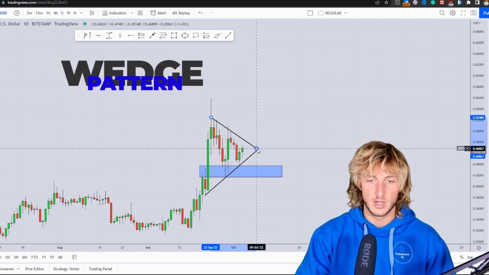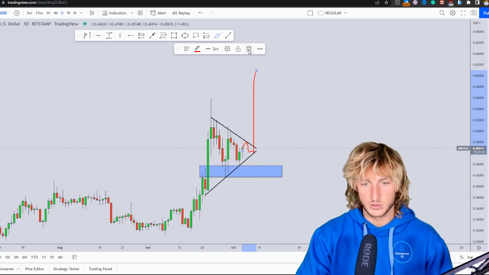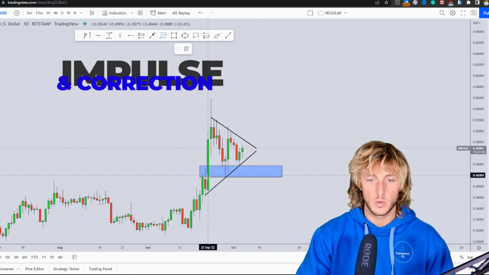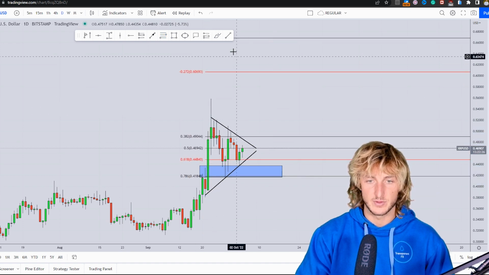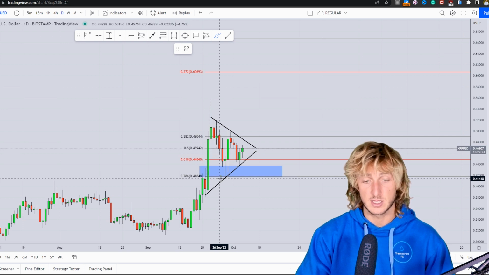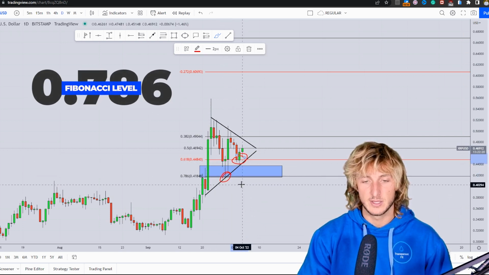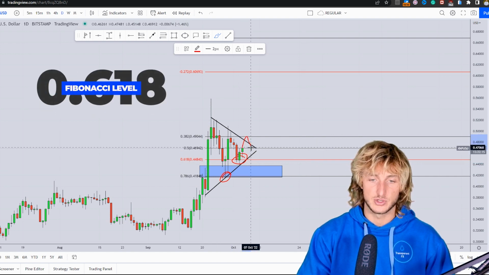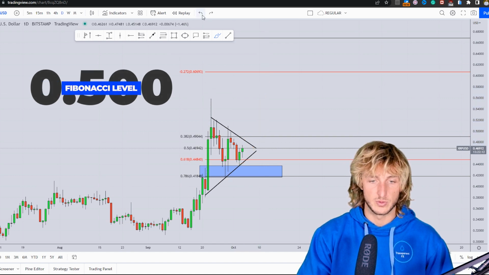And in general, when you have a wedge, at some point you do expect the market to break out to the upside. We can also notice how since we have an impulse and correction, if we want to measure the correction, we have to take a Fibonacci from the low to the high of the impulse. And in that case, we can notice how first the 0.786 was tested, now the 0.618 was tested. So the next level that the market should break is the 50% before then creating more bullish continuation.